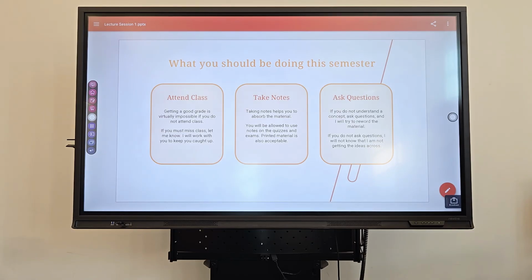In the previous class I didn't make myself clear, so I'll try to make it more clear this time. Notes for quizzes and exams have to be printed on paper. It could be handwritten, it could be computer generated, it doesn't matter. It just has to be on paper. Laptops and tablets are not allowed to be used on quizzes and tests. So, just to be clear, it has to be printed notes on paper.